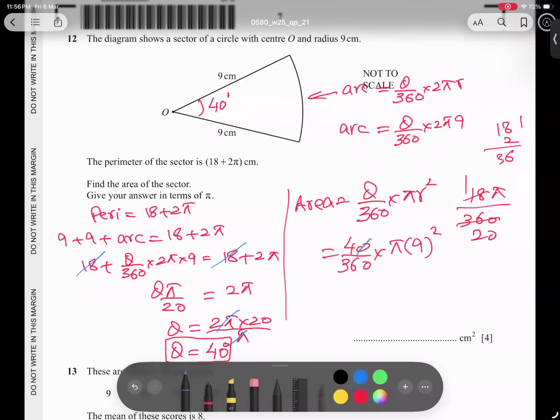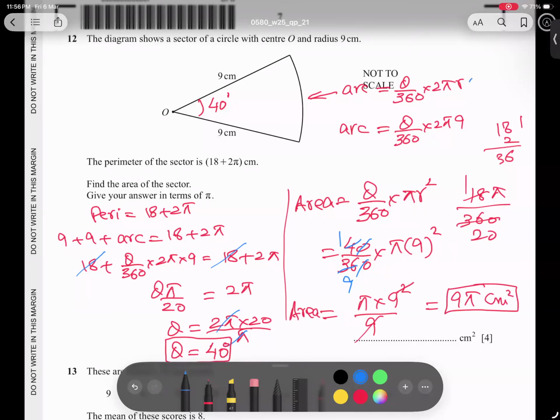This 0 will cancel, 4 ones are 4, 4 nines are 36. And I'm getting here pi times 2, 9 square over 9. 9 will cancel the power, or you can say 9 square is 81. 81 by 9 is 9 pi. So we get the area of the sector is 9 pi centimeter square. I hope the concept is very clear.